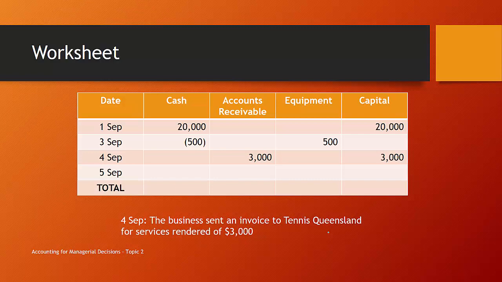On the 4th of September, the business sent an invoice to Tennis Queensland for services rendered of $3,000. So the services have been rendered. So they have performed work for this, which means the invoice that they've sent, they currently have an economic benefit because Tennis Queensland owe them that money. They have performed the work, I'd imagine, this is all legally binding and whatnot, so that Tennis Queensland owe them that money, and if they fail to pay, they would get into some level of trouble.